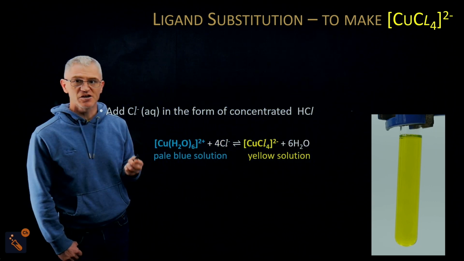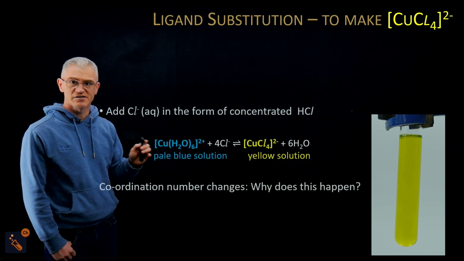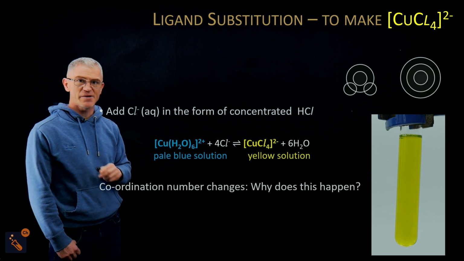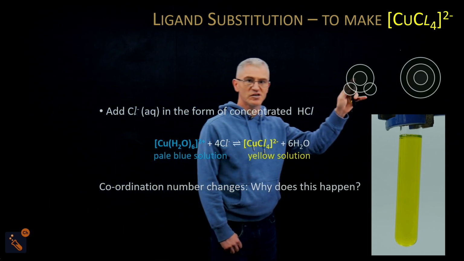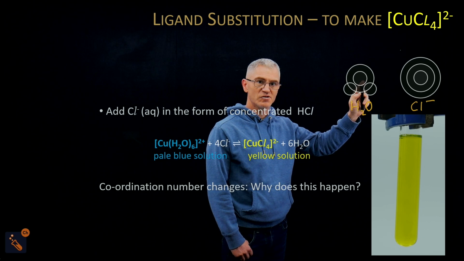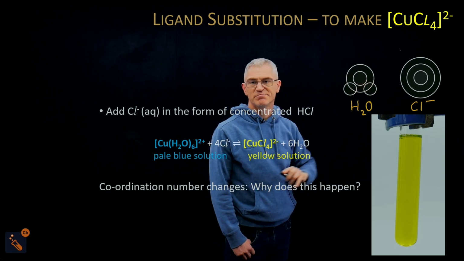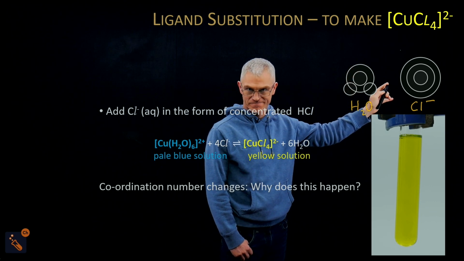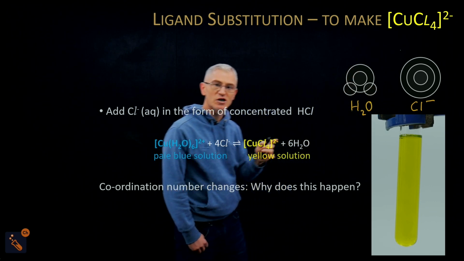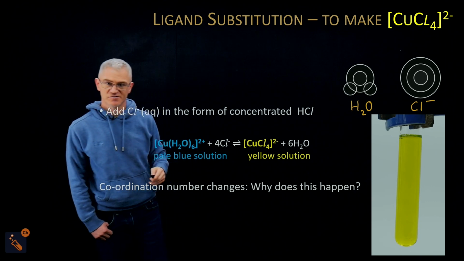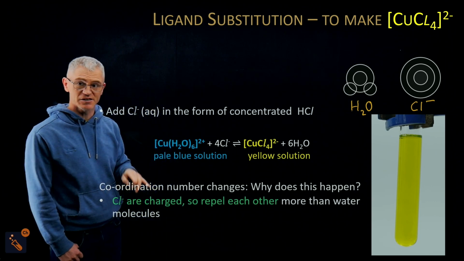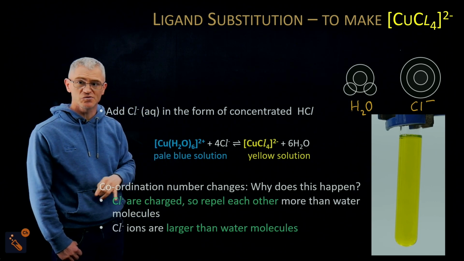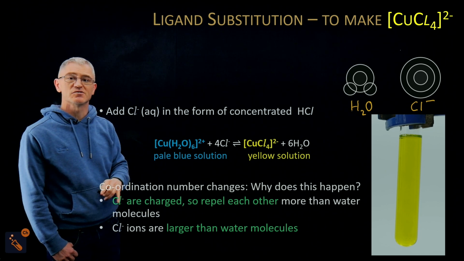Now, the most likely question on here is, why does this happen? It happens because of 2 things: the water and the chloride. The chloride is bigger and it is negative. Well, that means you can't fit 6 chlorides around it because they repel each other. They're charged, so they repel each other more than the water. They're larger than the water molecules.